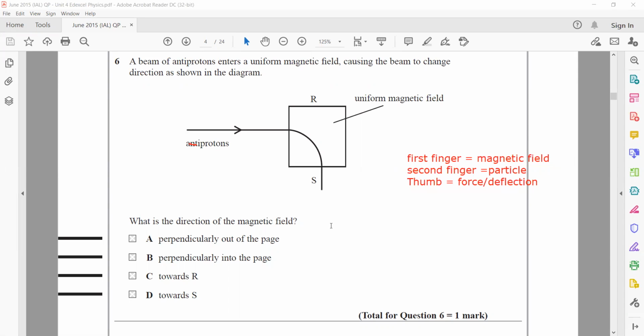So when we apply the rule, if the magnetic field is out, the first finger should point out, the second represents the direction of the particle, so proton should go down and antiproton should go up. But the opposite is happening, so it means the magnetic field is not out, the magnetic field is in. So when the magnetic field is in, proton will go up and antiproton will go down. So B is the right answer.